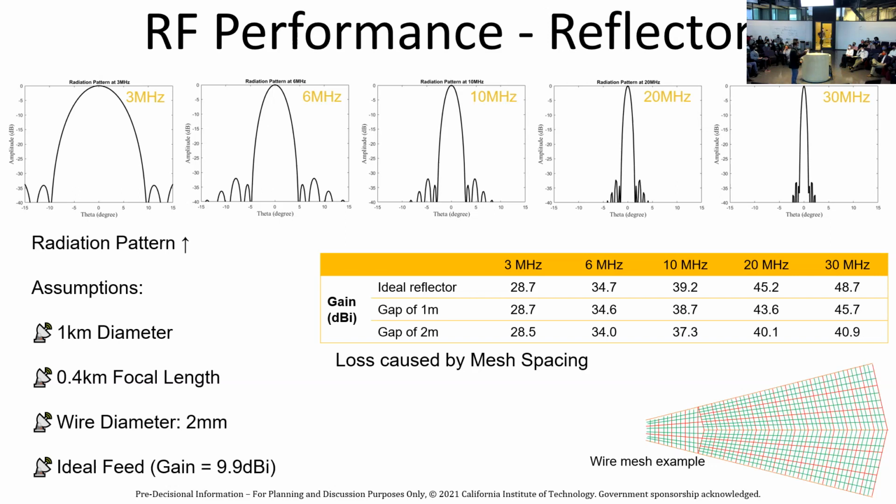Here are the numbers on the table that show, for different gaps or the inter-mesh distance, how much I will lose in sensitivity in dBm, or gain in this case. So gain is my sensitivity of my mesh. You'll see on the large wavelengths, like 3 megahertz, which is 100 meter wavelength, there's almost no loss in gain. But on the small wavelengths of 30 megahertz, which is 10 meters, it's like an 8 dB loss.